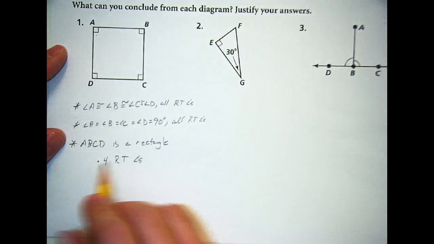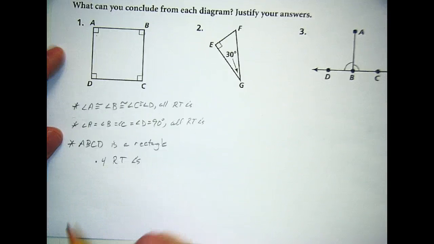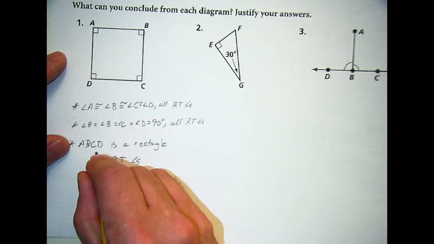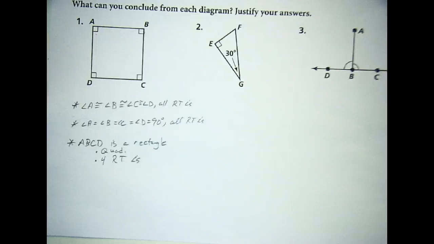So usually we'd say that by definition, but for right now we're saying it has 4 right angles. That's a definition of a rectangle. It's a quadrilateral with 4 right angles, so we should probably list quad there also. Quad with 4 right angles is a rectangle, by definition of a rectangle.